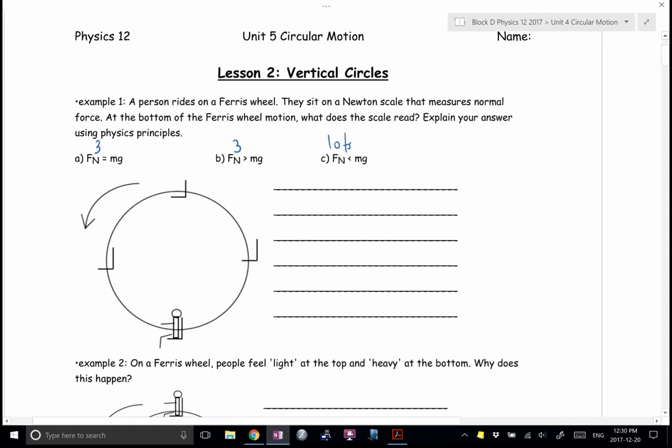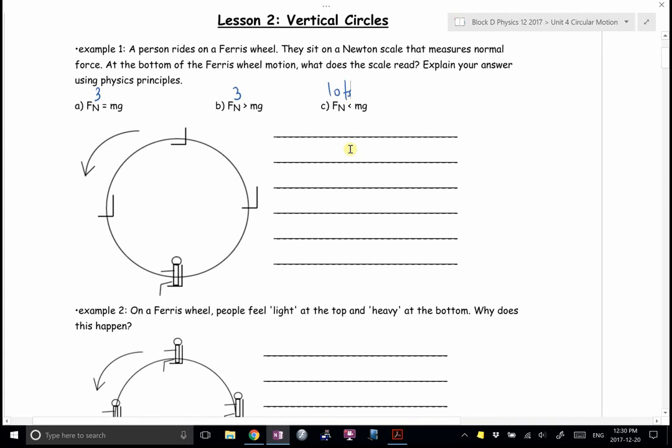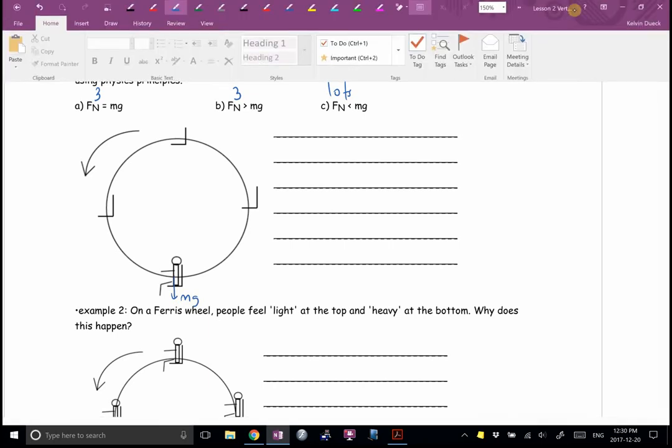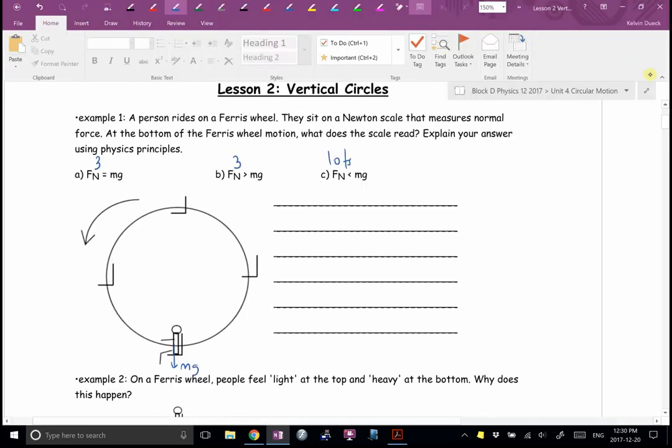This is a job for a free body diagram. So you ready? What are the forces acting on this person at the bottom of the Ferris wheel? Get the obvious one. So all of us, let's draw a little Mg down. And now here is the added question we're going to be asking for the next while. What path is this person tracing out? I'm looking for a word that begins with the letter C.